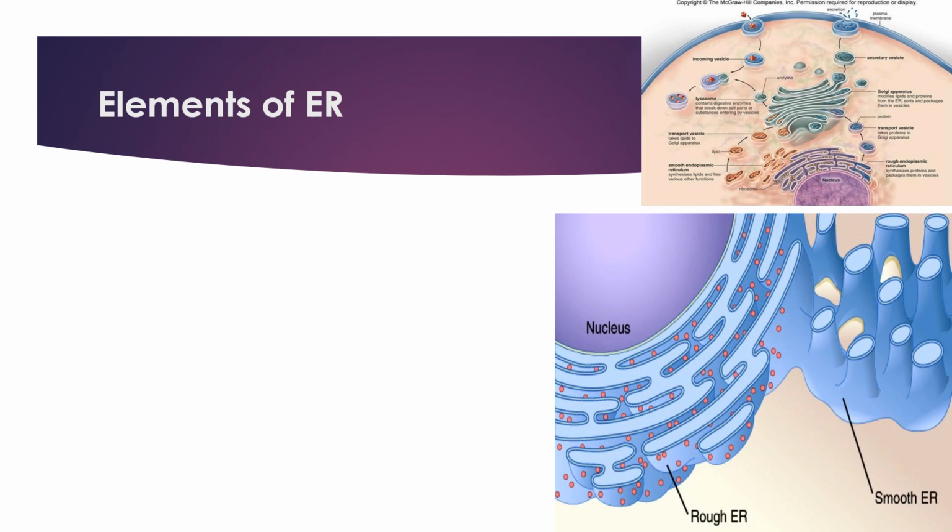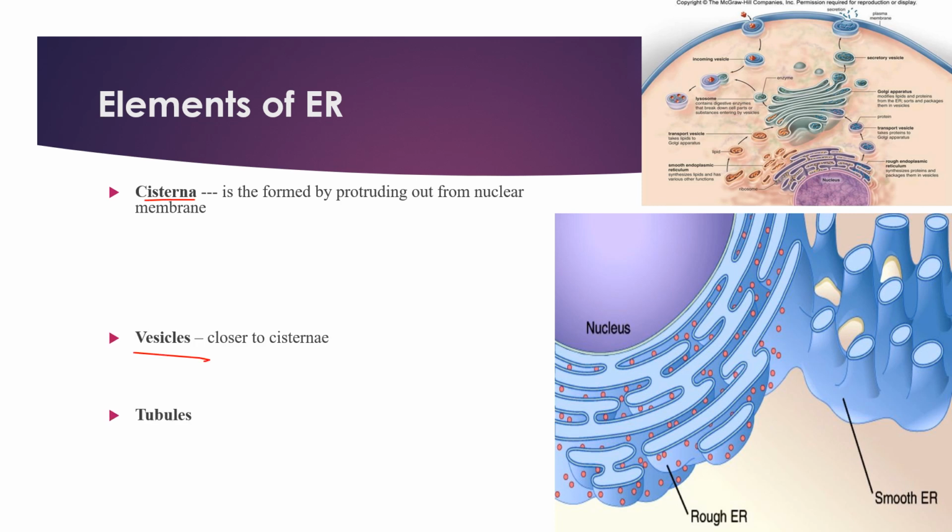Next are the elements of ER, meaning which elements are present in endoplasmic reticulum. Firstly, the cisternae or cisterna are present. Second, vesicles are present, and third, tubules. Endoplasmic reticulum contains three elements: cisterna, vesicles, and tubules. Firstly, the cisterna. Cisterna is formed by protruding out from the nuclear membrane.